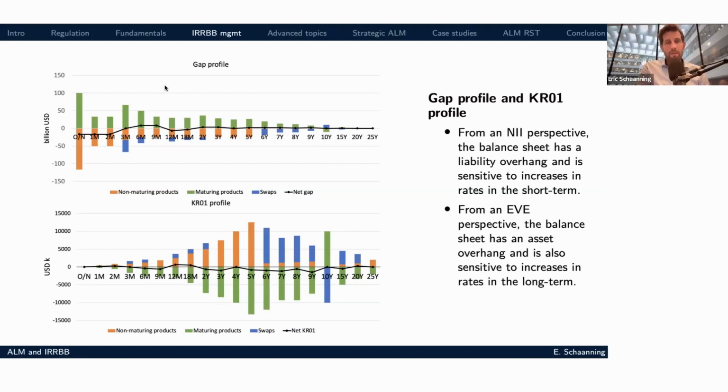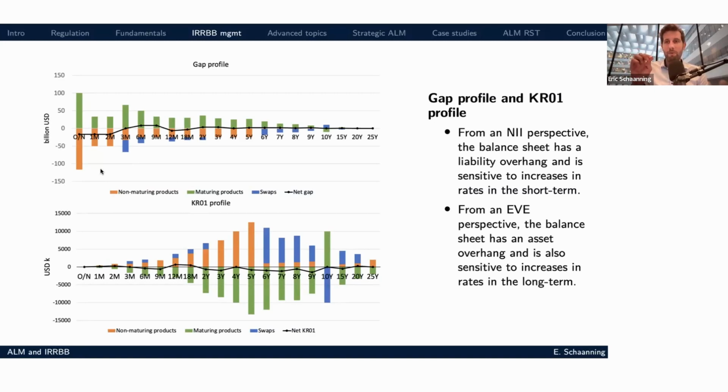Now, from an interest rate sensitivity perspective, there are more liabilities that reprice in this balance sheet overnight, 1 and 2 months. So if rates go up, because we have more liabilities repricing than assets repricing, this bank is sensitive to interest rate increases because, let's assume if rates go up, you will have to pay more.